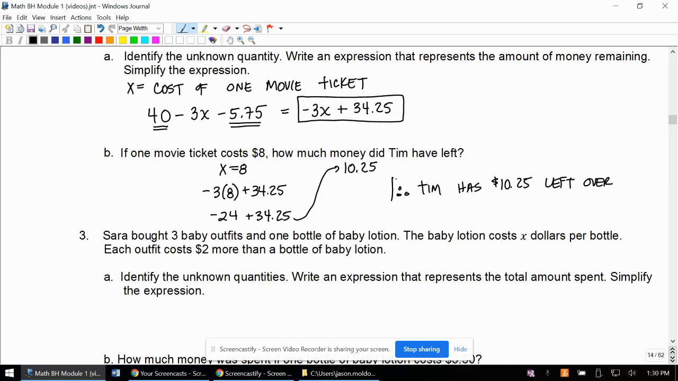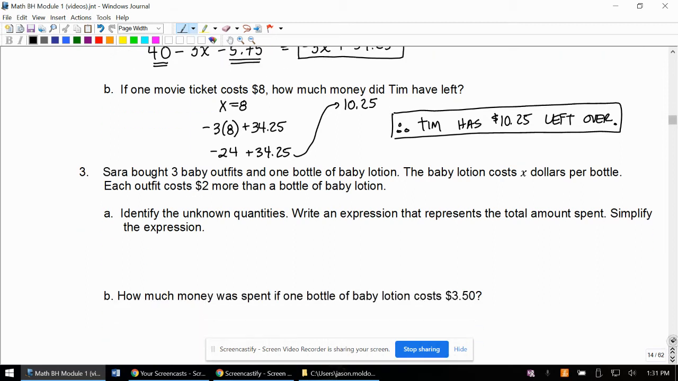Another way to kind of just check your work is to make sure that it makes sense, common sense wise, in that if he started with $40 and he now has $10.25, that does make sense. We wouldn't want his amount of money to go up in a word problem like this.